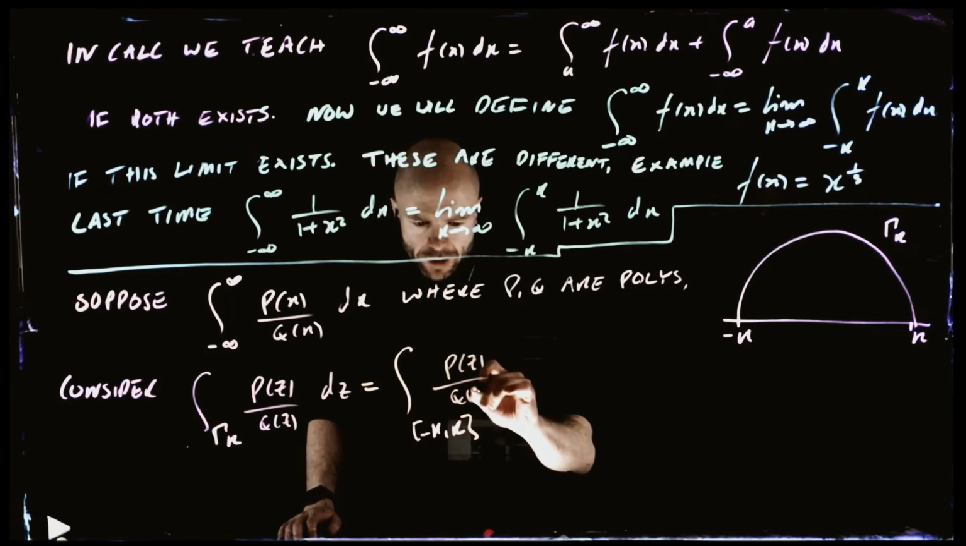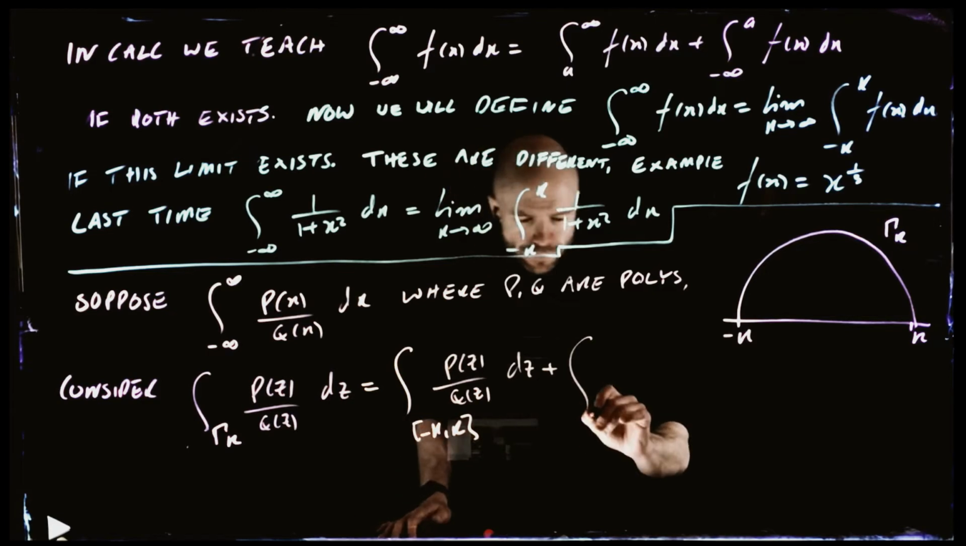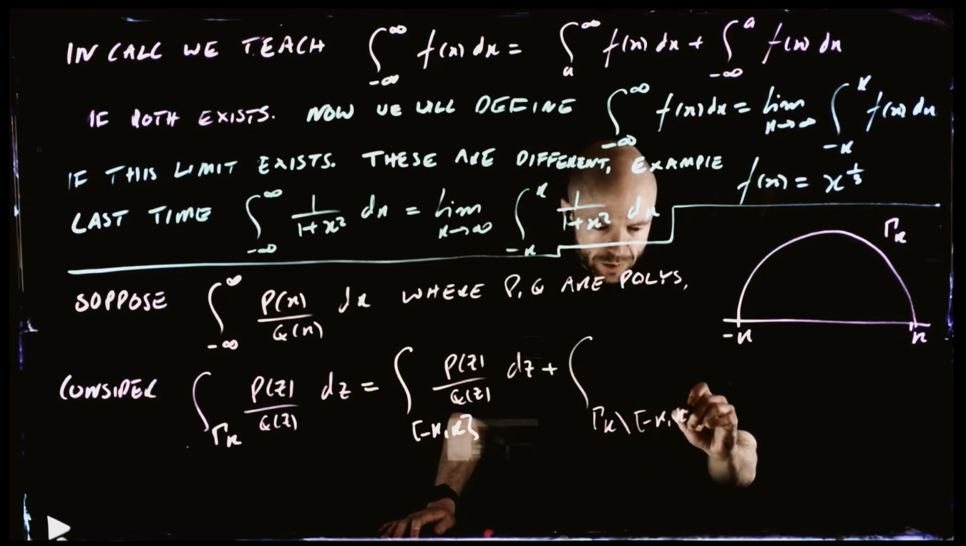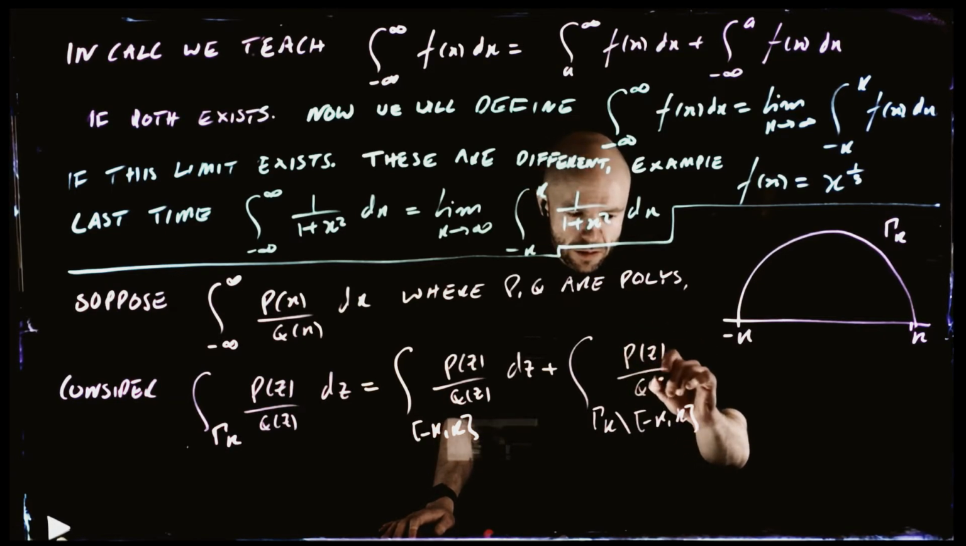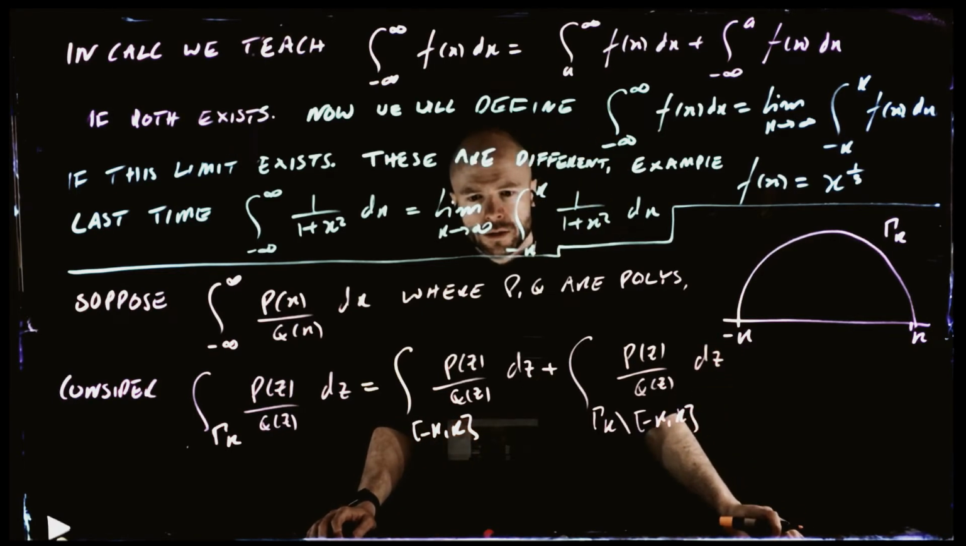This is now just a real integral when we integrate over this part of the real line, right? And then it's this thing: gamma of r, take away this thing. This is the semicircle part. And we want this thing to vanish.